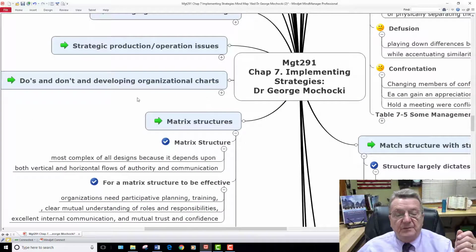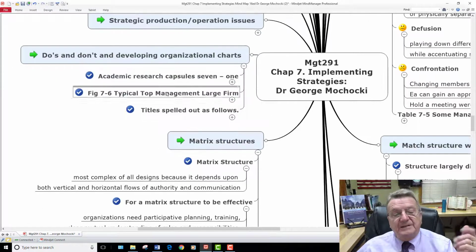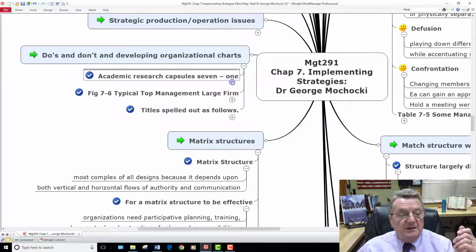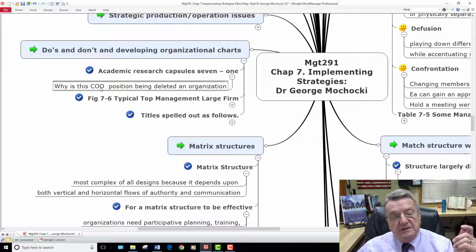So now the next one is do's and don'ts in developing organizational charts, academic research. One. Why is the COO, a chief operating officer position, being deleted in an organization? You don't need that because you've got other positions. You know, you're trying to eliminate layers.